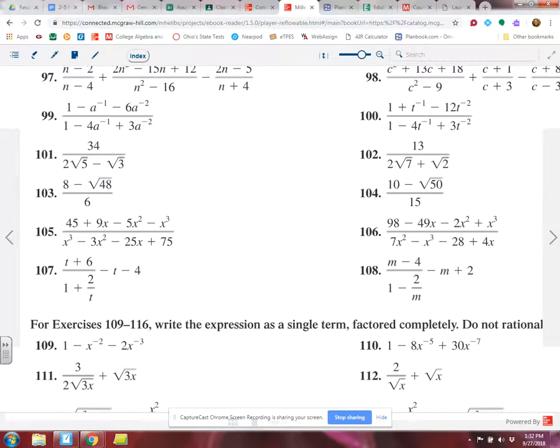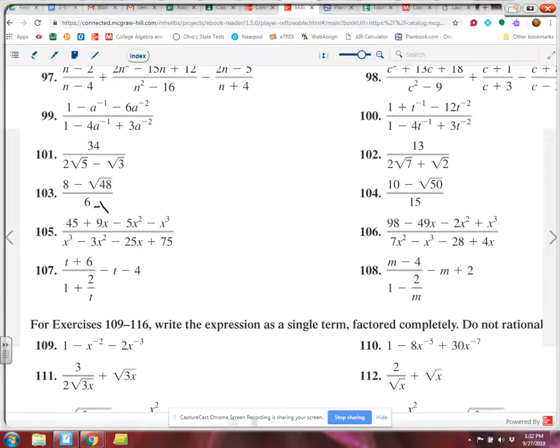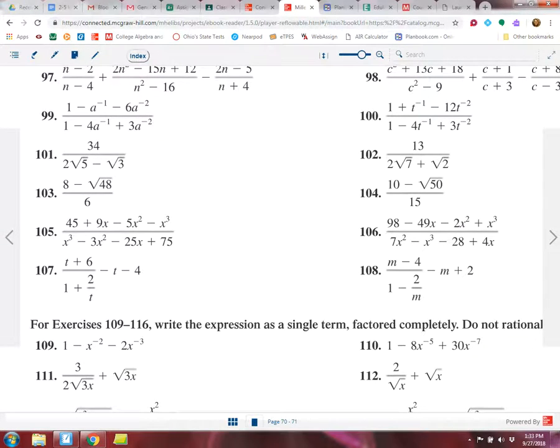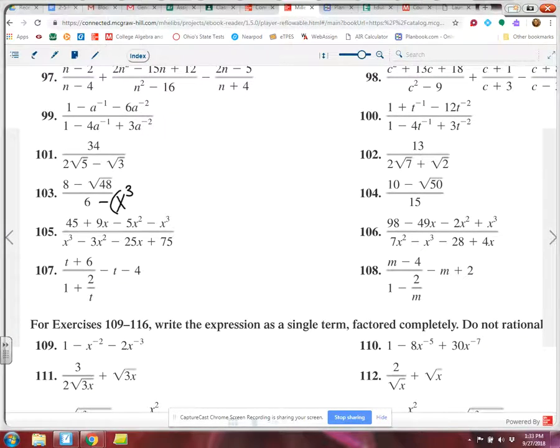Rearrange? Okay, so let me rearrange this then. And now I'm going to group. Do you guys want to take that negative symbol out too, or leave the negative where it's at? Take it out. So let's take that negative out. So it looks like that. Now we can group.